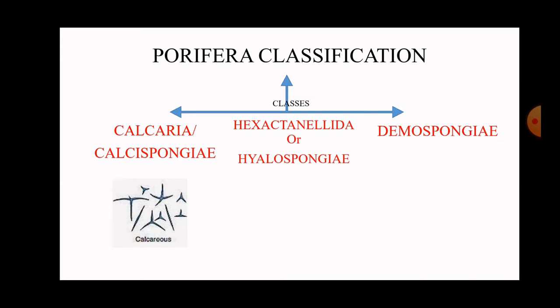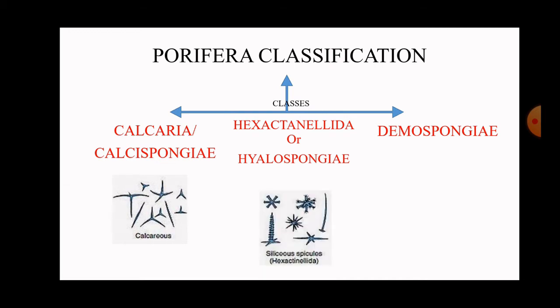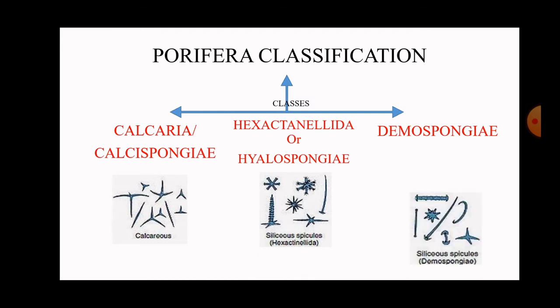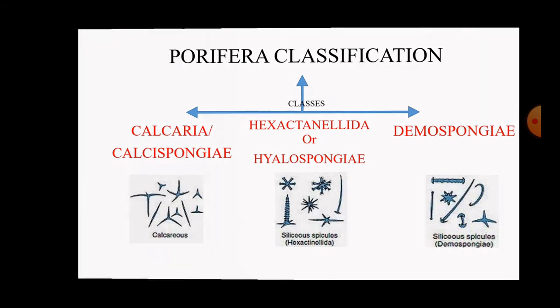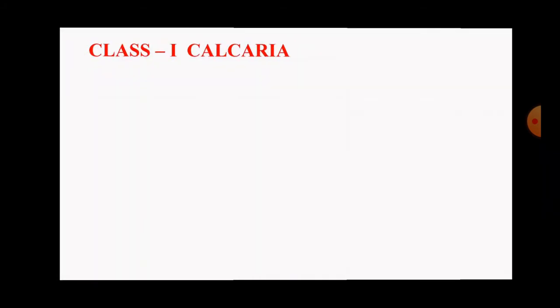In Class 1, Calcarea or Calcispongiae, calcareous spicules are there. In class 2 and class 3, that is, Hexactinellida or Hyalospongiae and Demospongiae, siliceous spicules are there. Based on that, the names are given to them. Let us see the class 1 Calcarea.